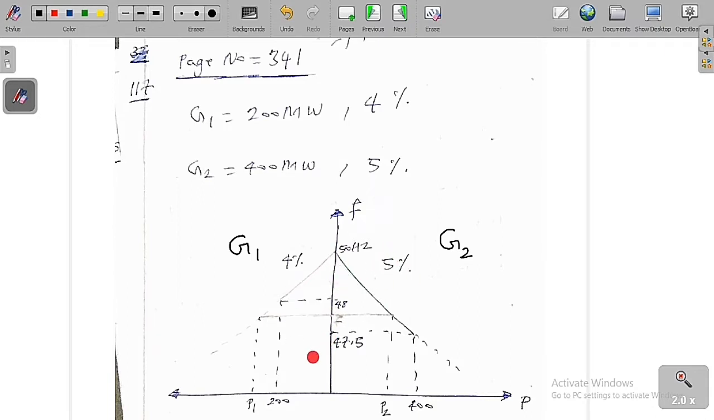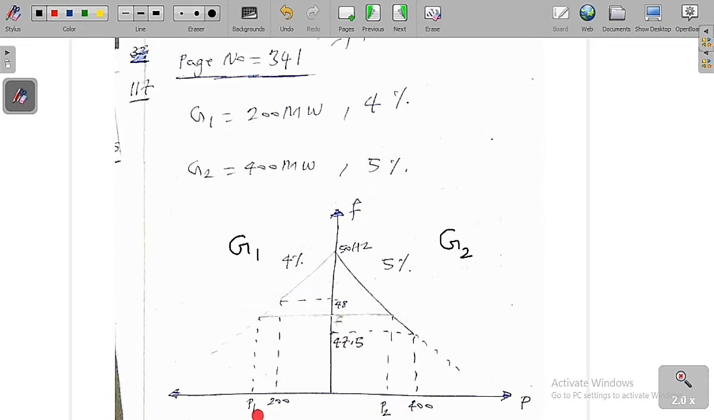Now these two generators are going to be connected in parallel, so they should operate at the same frequency. And they are going to supply a load demand of 600 megawatt. So let me assume they both operate at the same frequency F. I am going to draw a straight line at that F, and it intersects these two triangles at a point. This is P1 and P2.